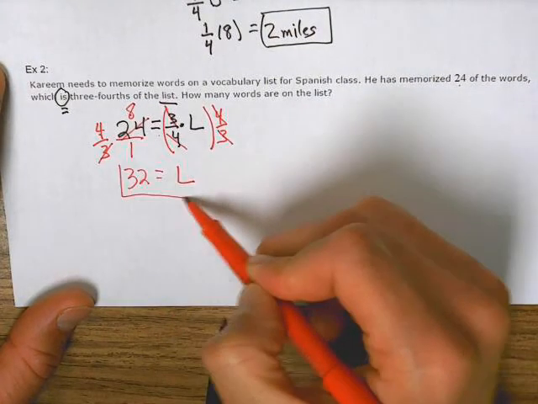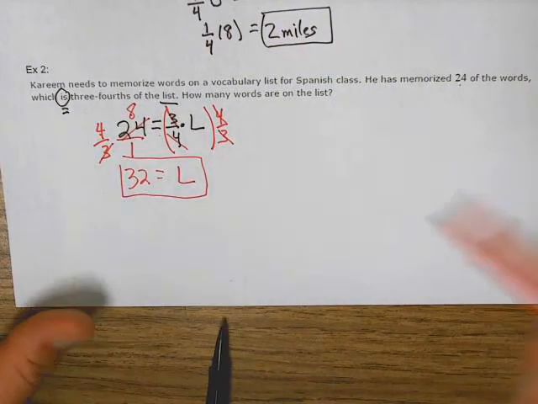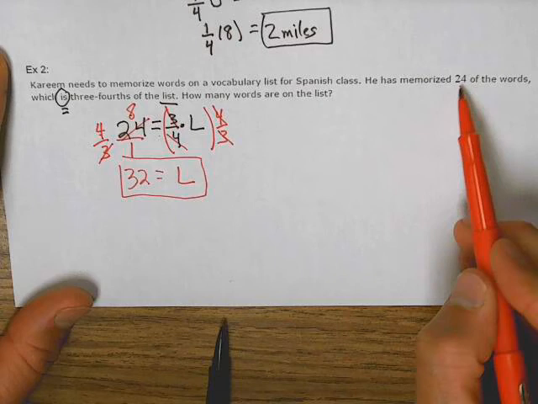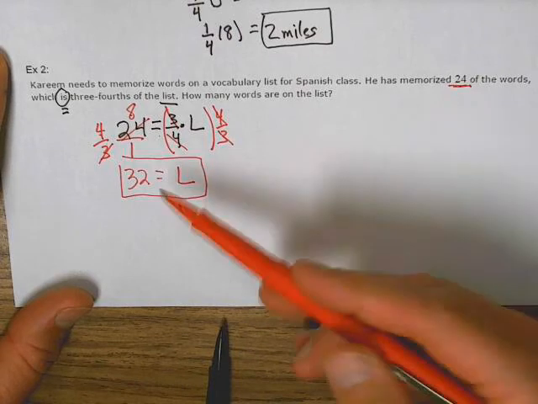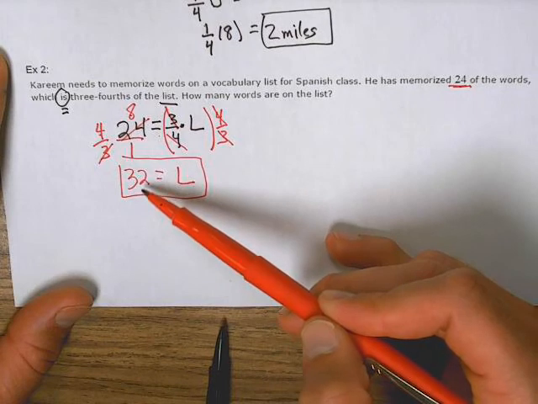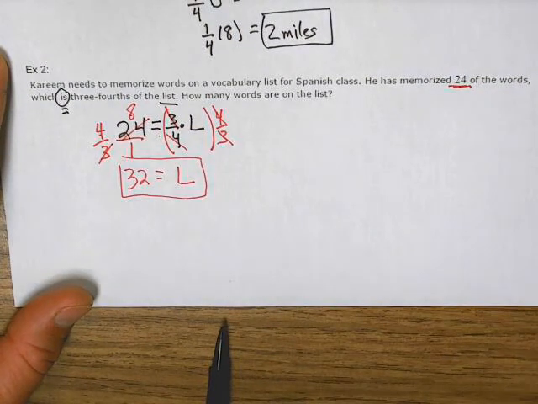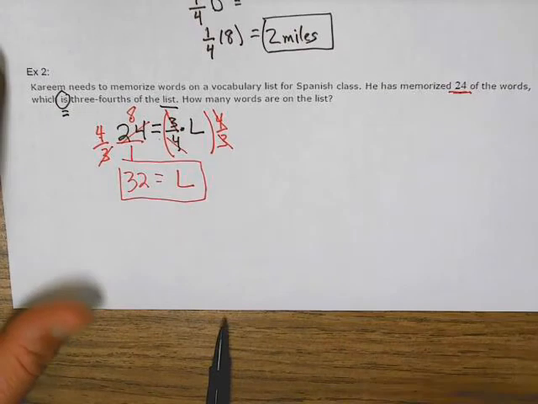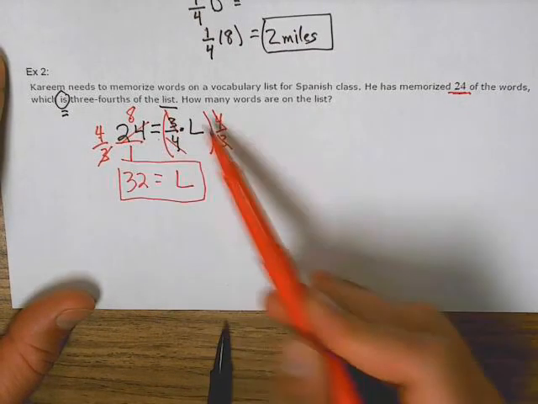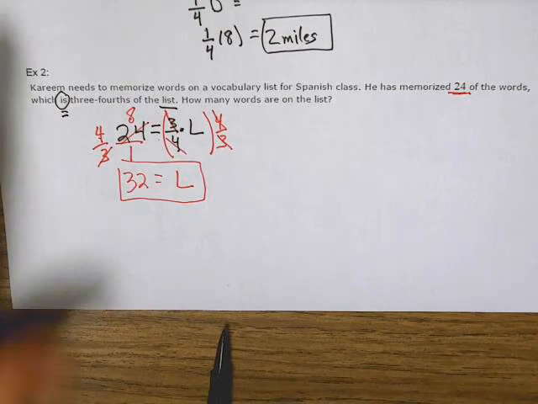So the number of words on the entire list is 32, which makes sense, by the way, because he had memorized 24 of the words, which wasn't all of the words, it was 3/4 of the words. So if you took 3/4 of 32, we'd get the 24 words that he has memorized. It kind of all makes sense. So hopefully you can set up an equation that you can use to help figure out what it is that you're looking for here. Good luck. Thanks for watching.